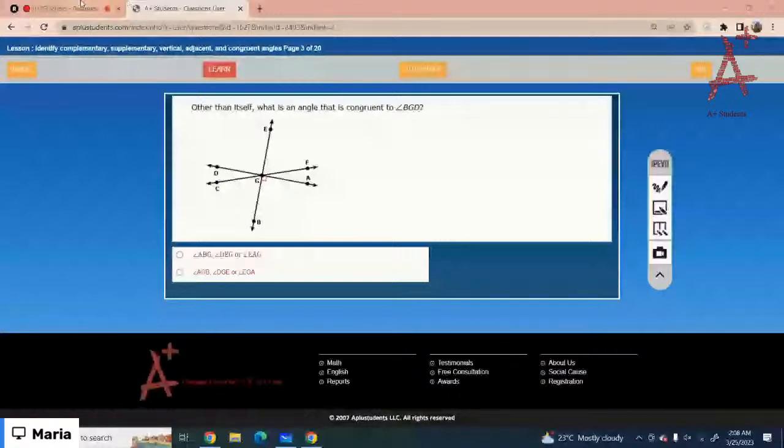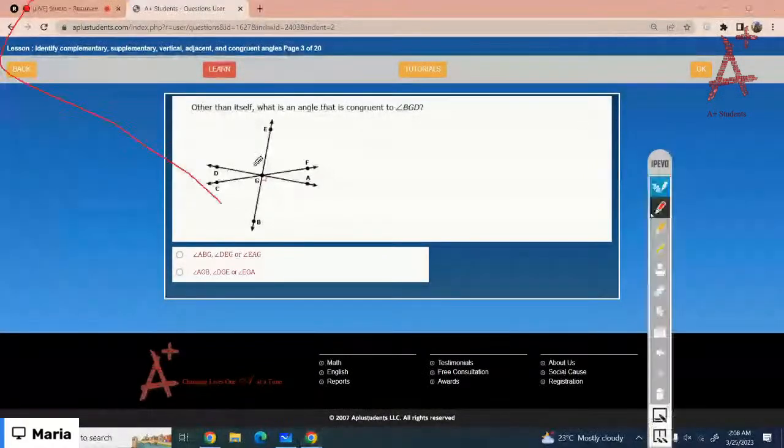Okay, BGT. So here is the angle. Here is the angle BGT. Got it? BGT. Now you need to see which angle is congruent to angle BGT.